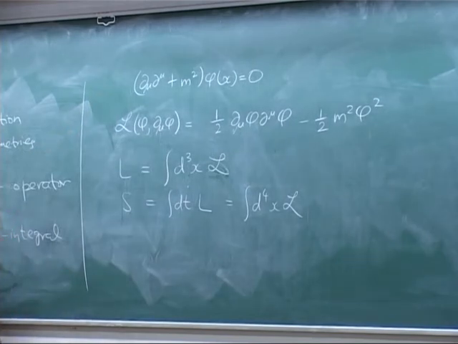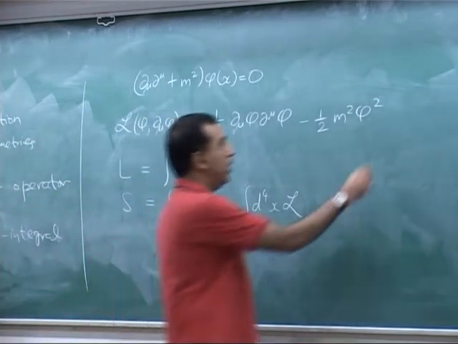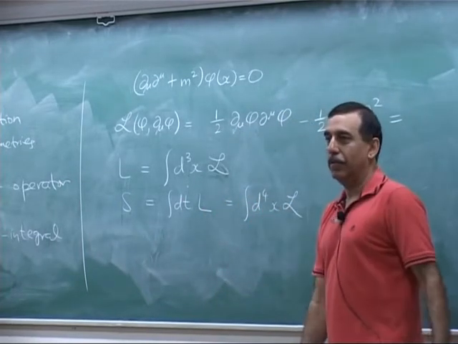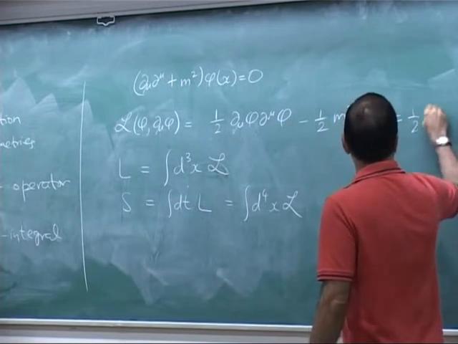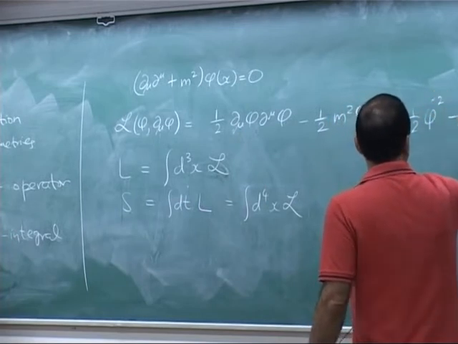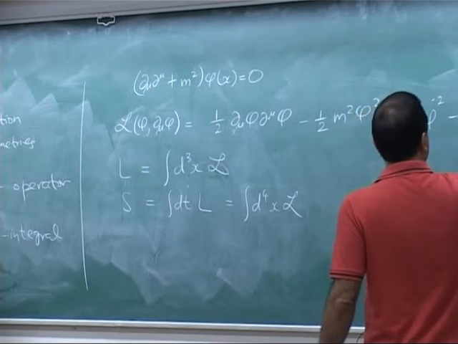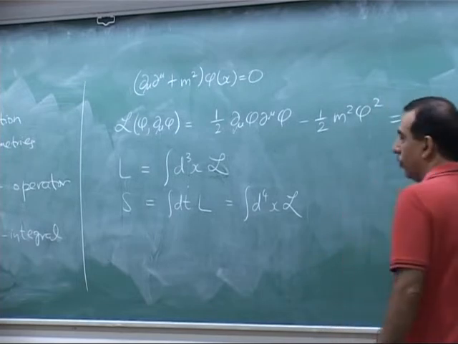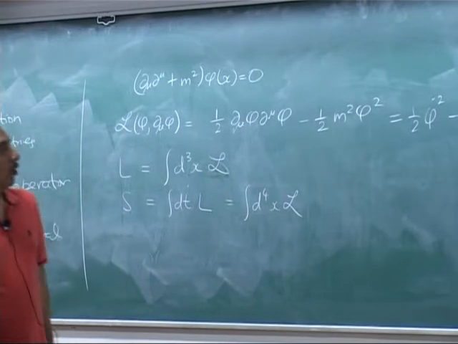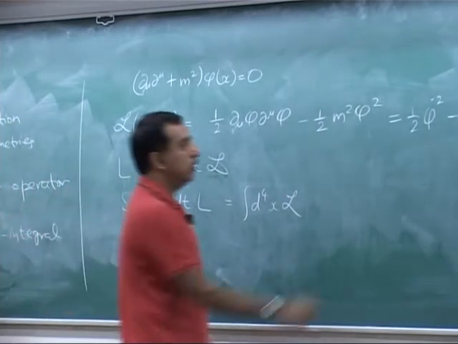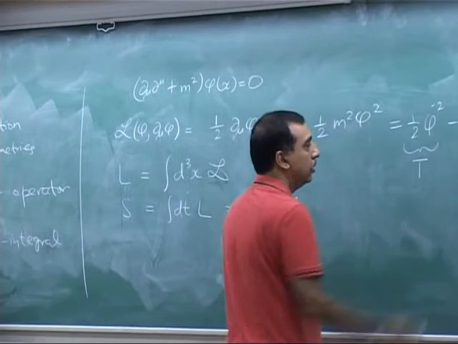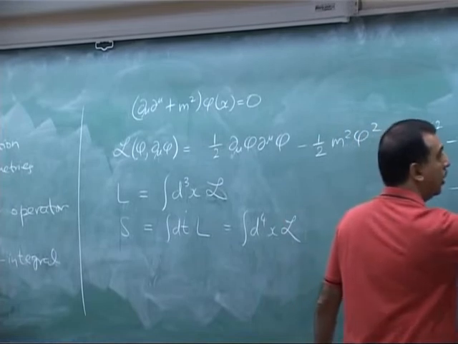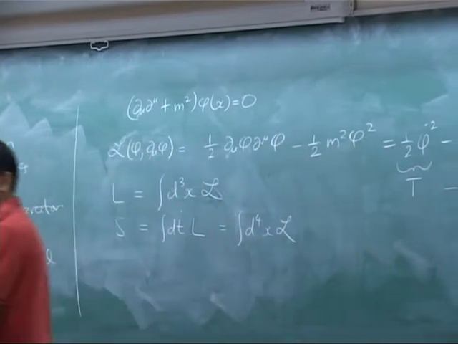Let me just do one thing before I do that, which is to expand this out by using the fact that μ can be time or space. So it is ½ φ̇² minus ½ (∇φ)² minus ½ m² φ². In this form, you can see that this is the kinetic energy T and this is the potential energy V. We know that the Lagrangian is supposed to be T minus V.